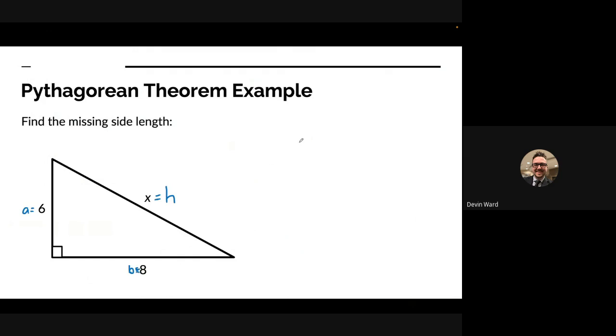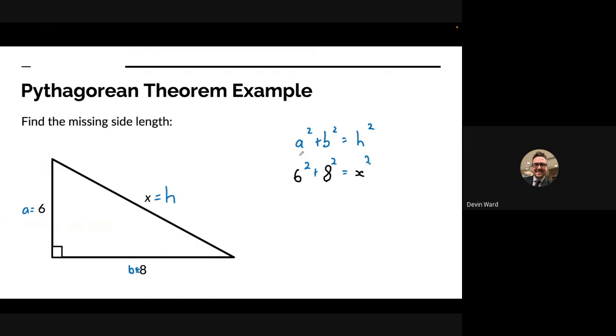Now using our formula, a squared plus b squared equals h squared, what I can do is sub in 6, 8, and h. So I'll still have a squared plus b squared equals h squared. But now I'm going to call them: my a equals 6, so I have 6 squared plus b equals 8, 8 squared equals x squared.